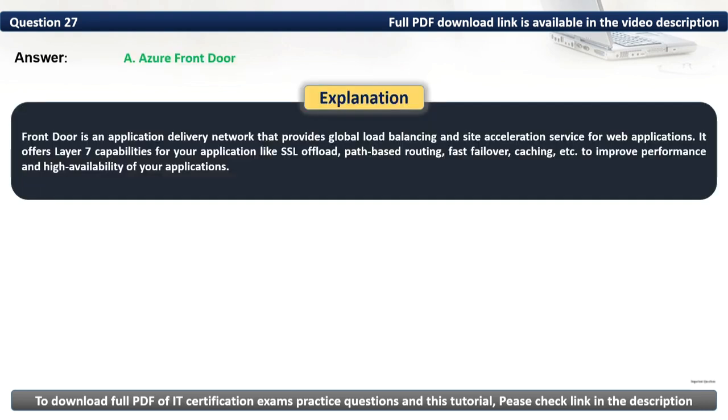Front Door is an application delivery network that provides global load balancing and site acceleration service for web applications. It offers layer 7 capabilities for your application like SSL offload, path-based routing, fast failover, caching, etc. to improve performance and high availability of your applications.